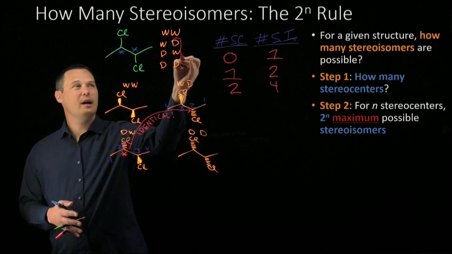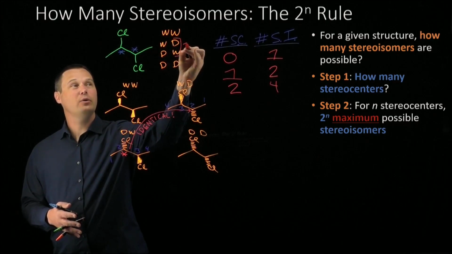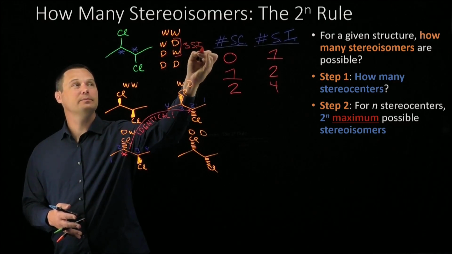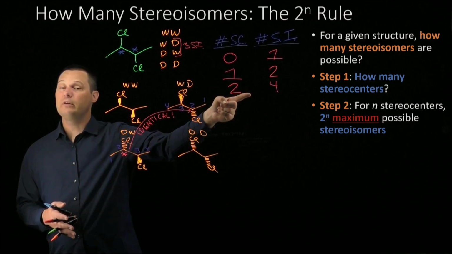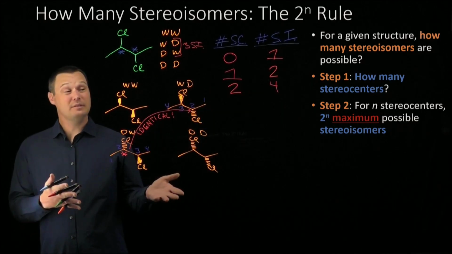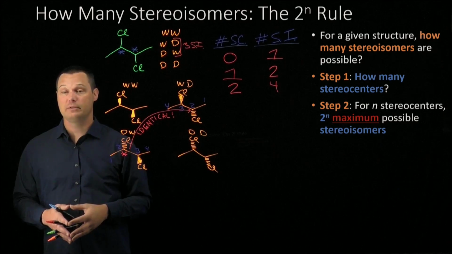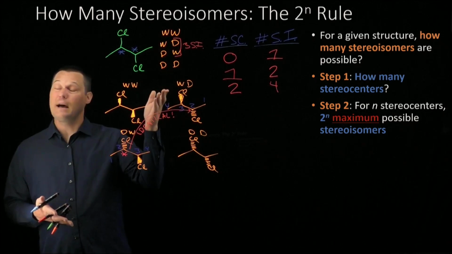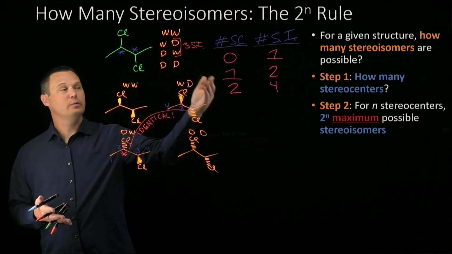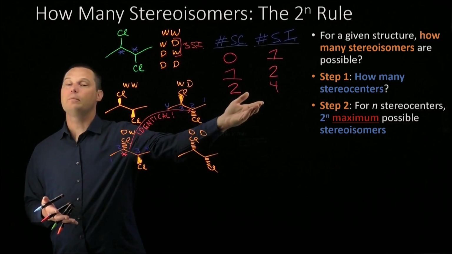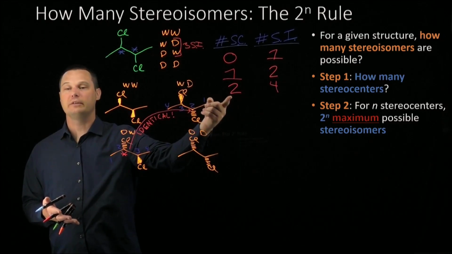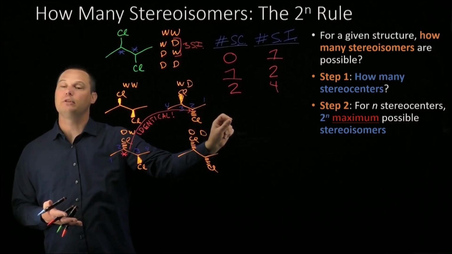When some of the combinations are identical, we end up with only 3 stereoisomers, a number fewer than what the theory would predict. This is the big exception. This is the big warning. This is where students accidentally count the wrong number of stereoisomers. The 2 to the n rule, friends, is not a promise. It's an upper limit. We can have no more than 4 possible stereoisomers given 2 stereocenters. It's the maximum possible number of stereoisomers.